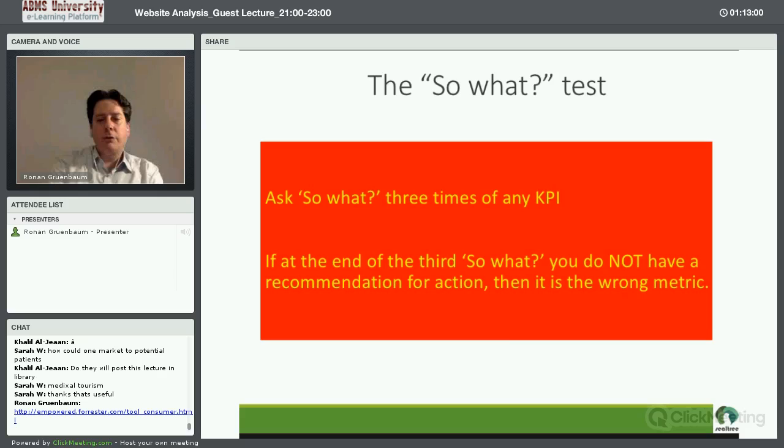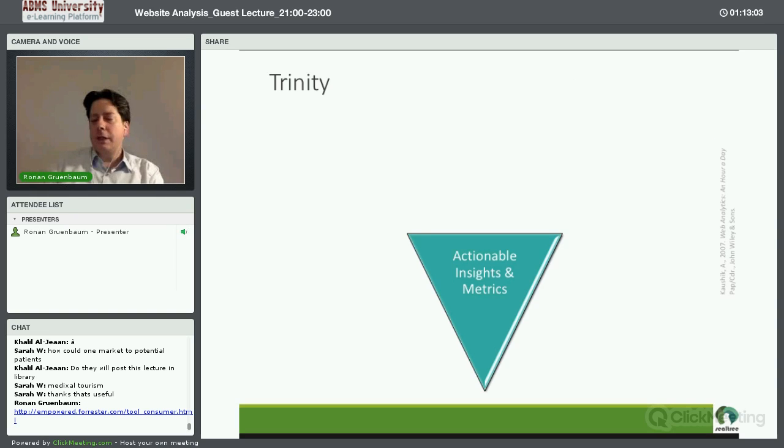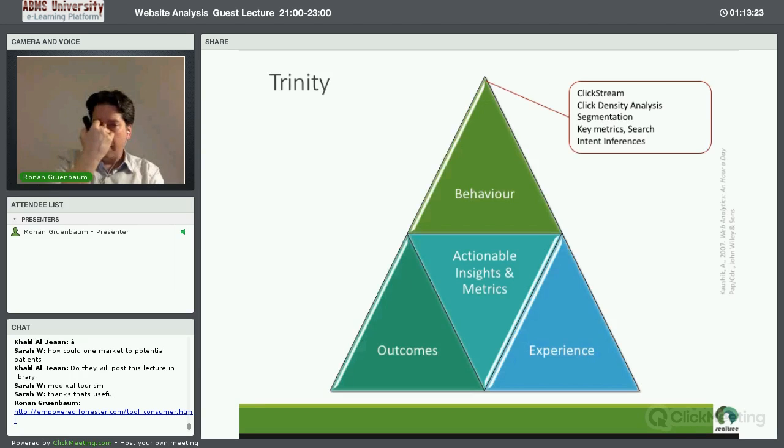So let me go back now to this. These three areas, the Trinity: behavior, outcomes, and experience. From behavior, the metrics that you can look at would be things like clickstream, click density analysis, segmentation, key metrics, search intent inferences. Clickstream is when people have clicked through to your website, and what have they done? Did they go to the product page, then the delivery page, back to the product page, then to the checkout, and they checked out, or did they go through the product page and to customer services, etc.